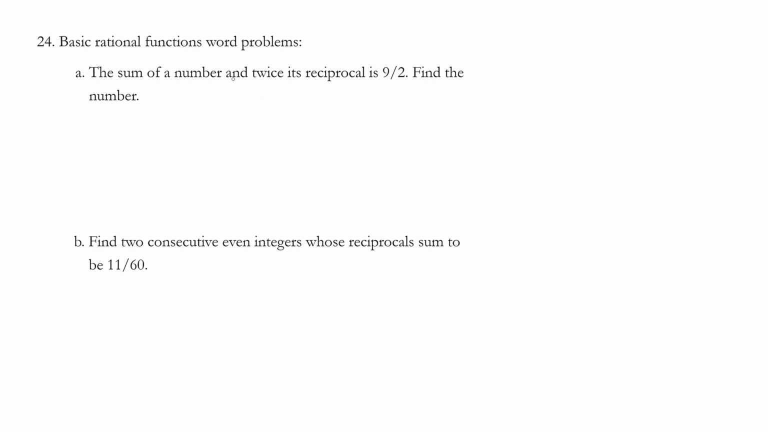The sum of a number and twice its reciprocal is 9 over 2. Find the number. So let's concentrate here. The number we'll call x.